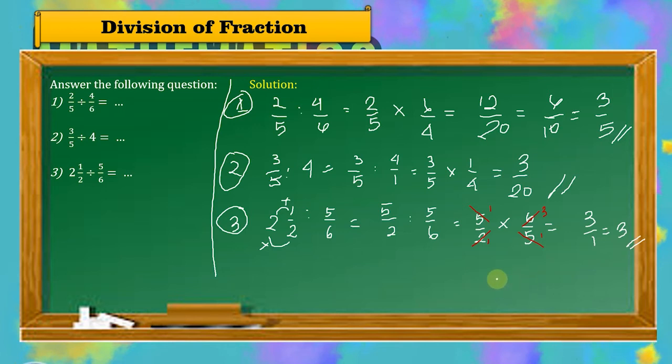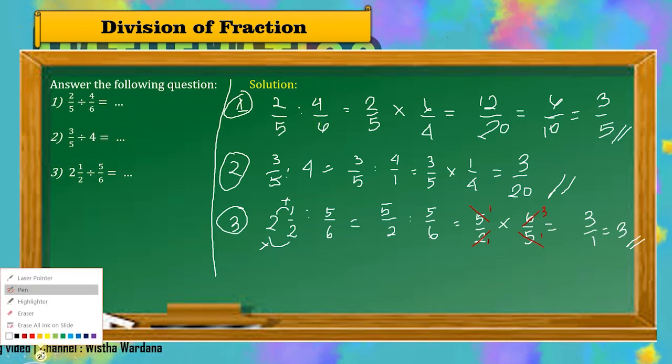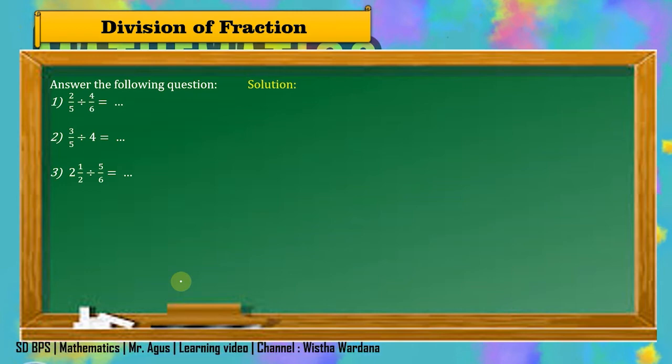Okay, do you understand? I hope all of you already understand division of fractions. But remember, the most important thing is the process when you change the division sign into a multiplication sign. After you change the sign to multiplication, you have to change the second fraction: the numerator becomes the denominator and the denominator becomes the numerator. Okay, let's move to the next slide.